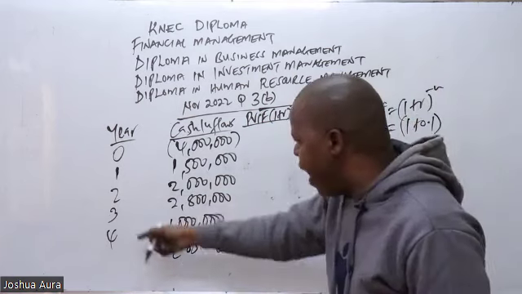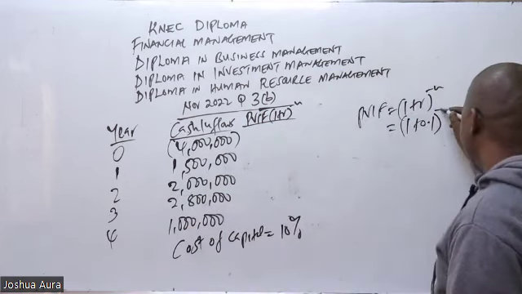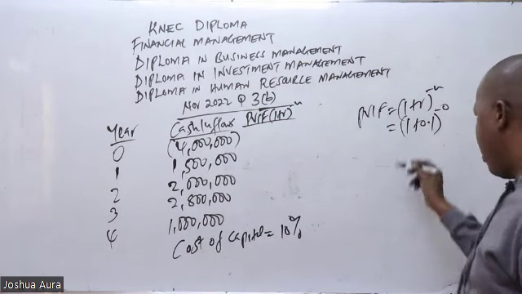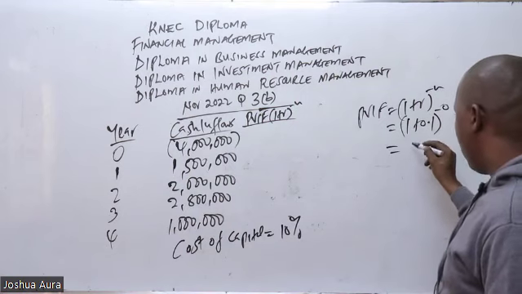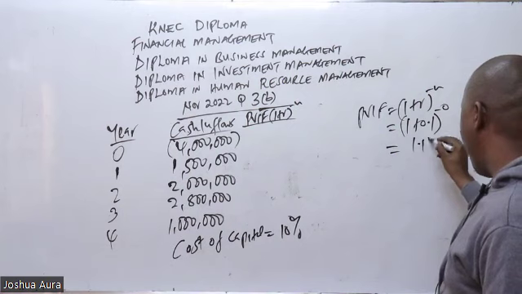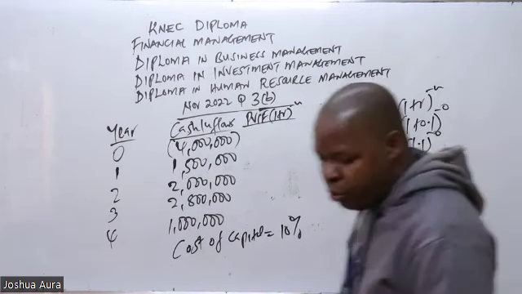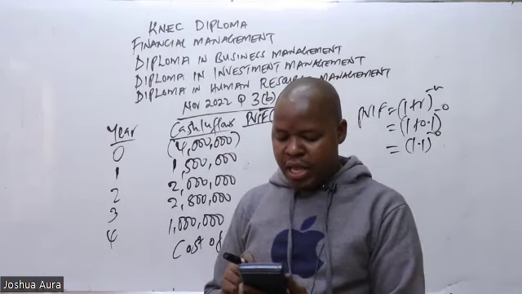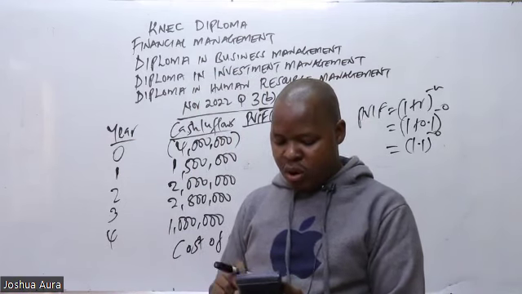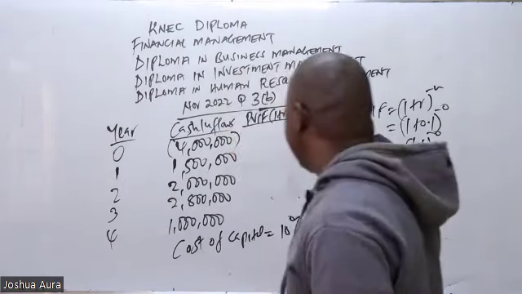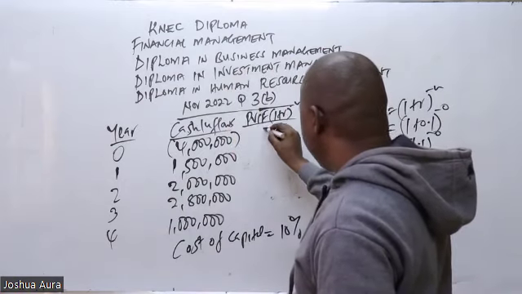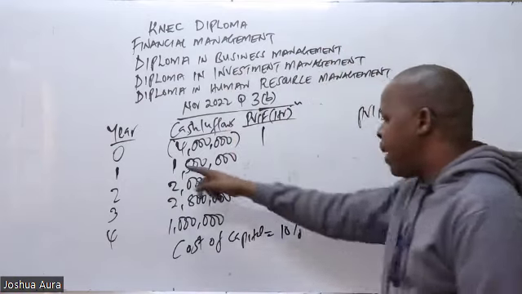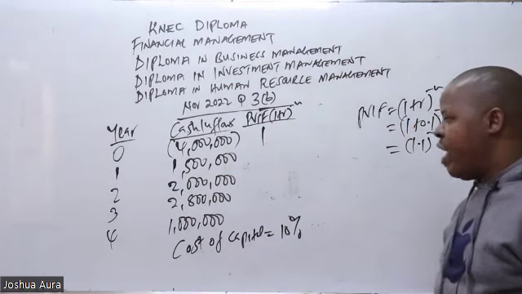N is the number of years. So at year 0, it will be minus 0. So when you take your calculator, this will be 1.1 raised to negative 0. What are you getting? 1.1 raised to negative 0, you are getting 1.